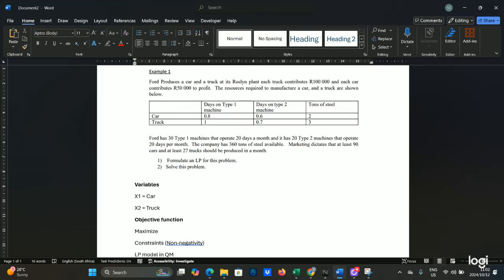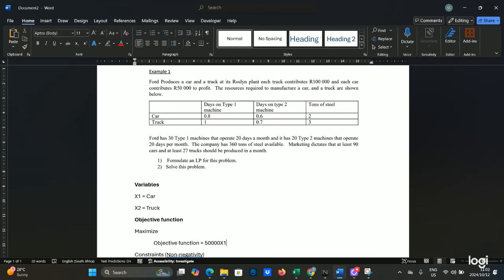They're trying to maximize, right? So now I can write my objective function, which is written in terms of cost. If they are focused on the maximization of their profit, your car is going to contribute 50,000, so it's 50,000 multiplied by the number of cars that they want to produce.